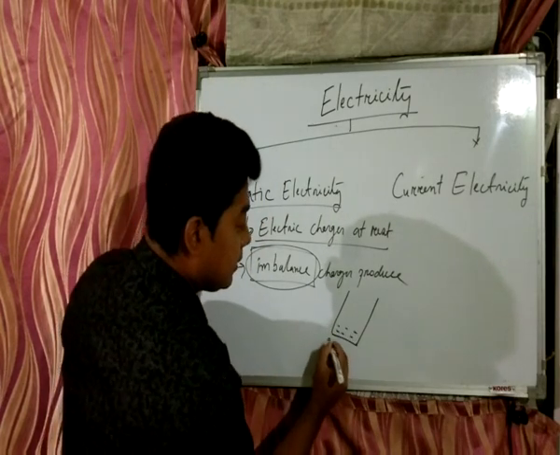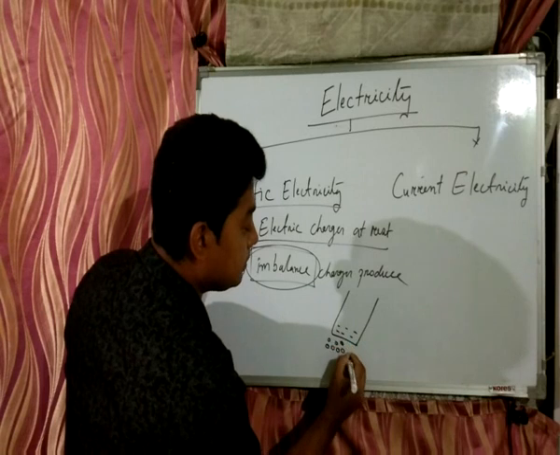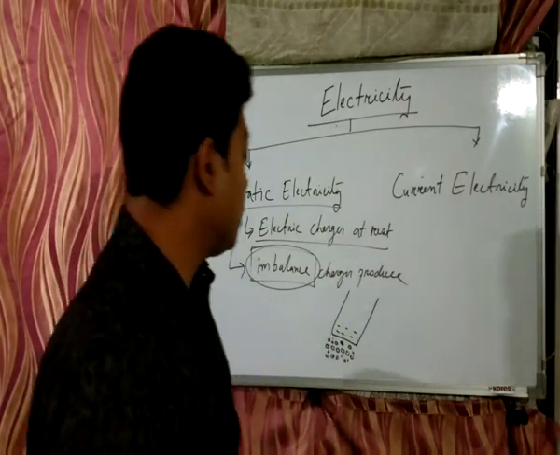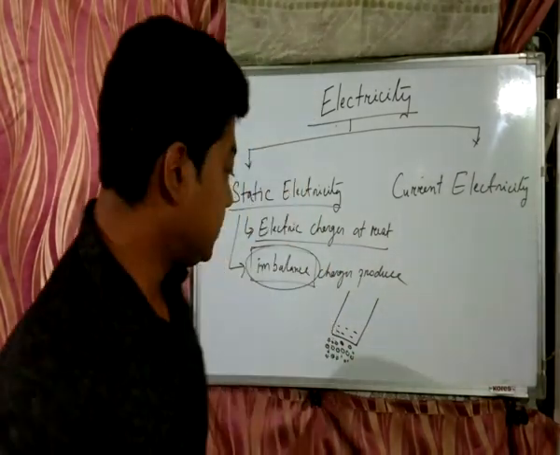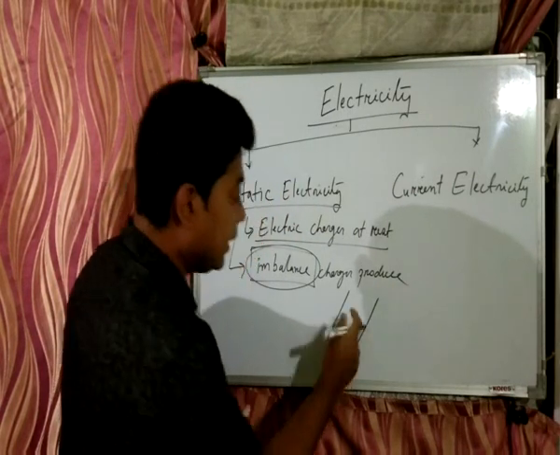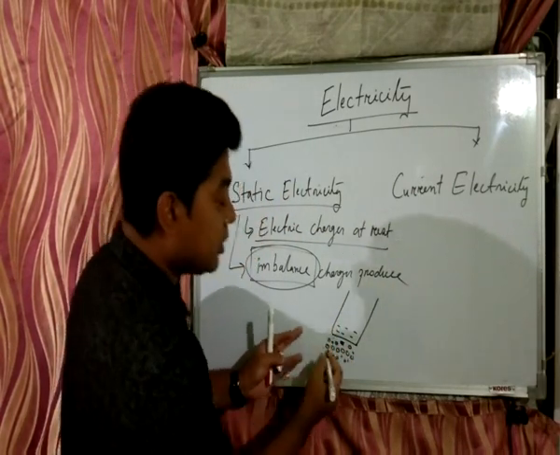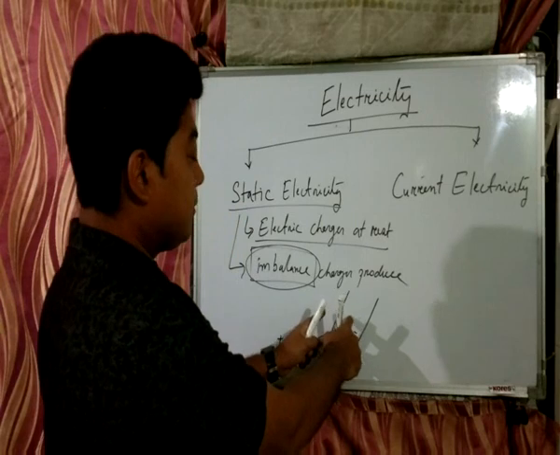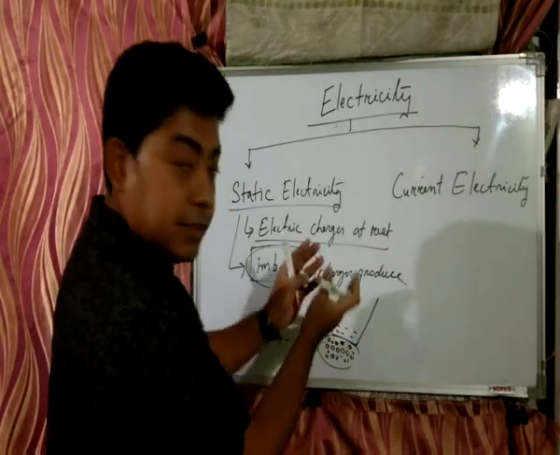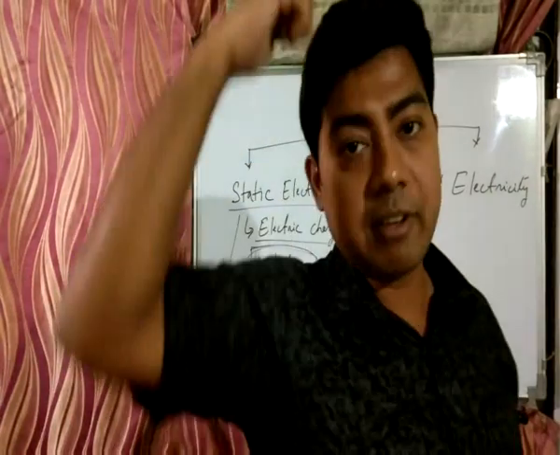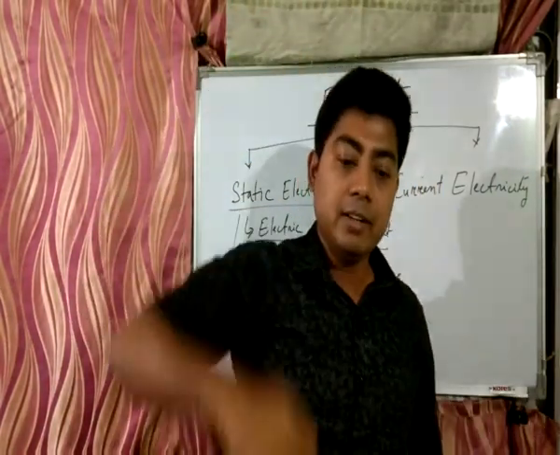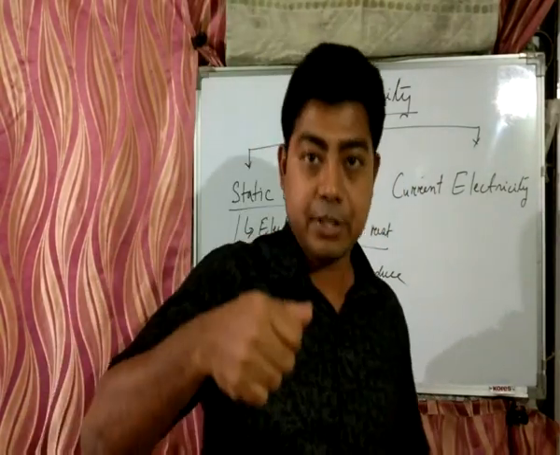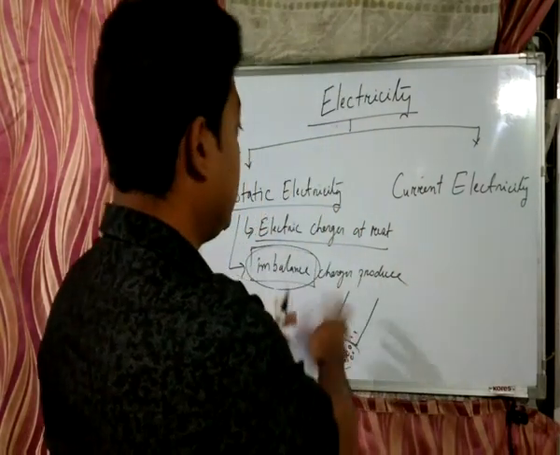If we bring it close to some pieces of paper, then it will attract them, because the paper is in a neutral position containing positive and negative surge, and here an imbalance of surge is there, that means negative surge is there, so it will attract. That's why when we rub a comb or a plastic scale against our hair and bring it very close to some pieces of paper, it will attract them, because of this imbalance of surges.